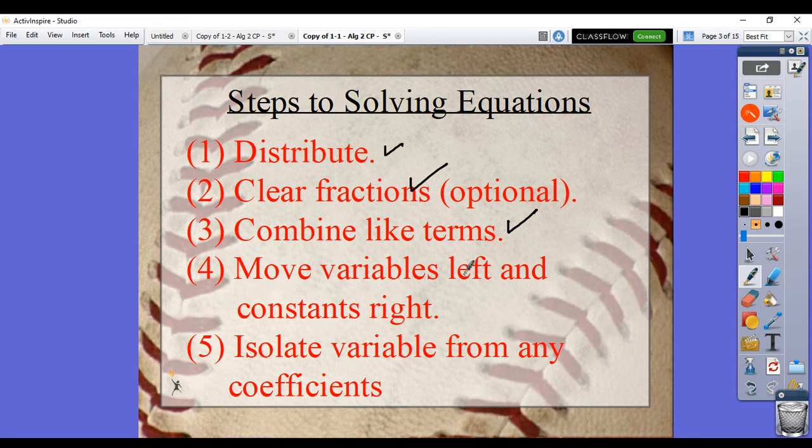So move variables from one side to the other. When we move it, we transpose it there. The opposite operation has to apply, and isolating it is the same thing. For example, if you have 3x equals 15, you're gonna divide by 3 there. So these are the tools that you need to apply in solving equations.